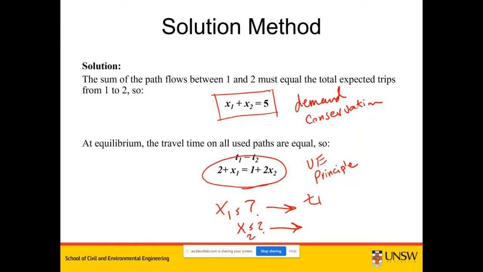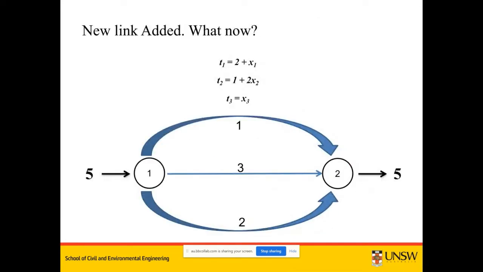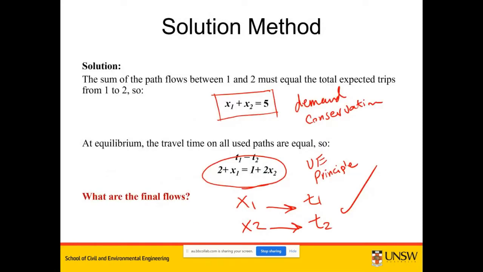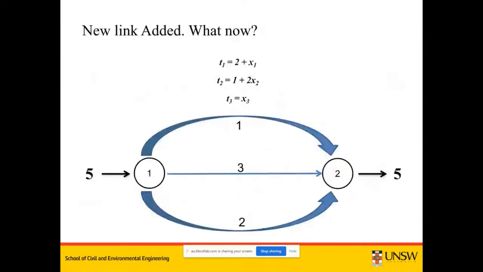So t1, and you can get t1 and t2 after you get x1 and x2. So from x1 you get t1, and from x2 you get t2, and you solved user equilibrium. So very easy. I leave that to you to calculate the actual numbers. I'm sure you get the point of what I'm talking about here. You set two equations, two unknowns, and there you go.